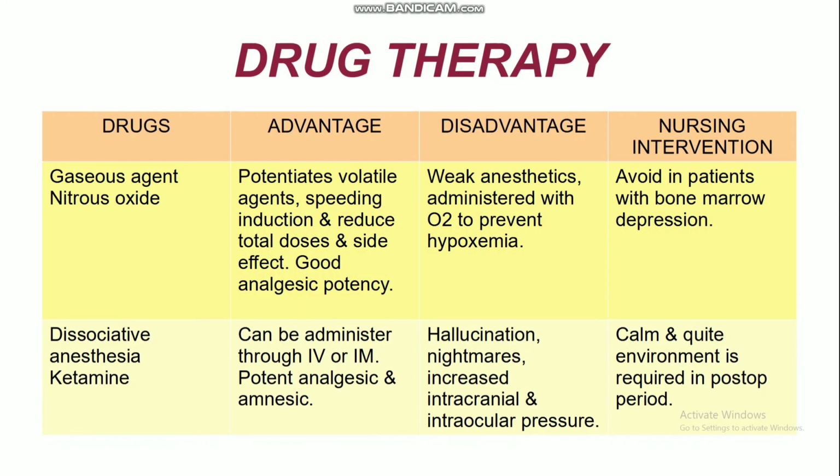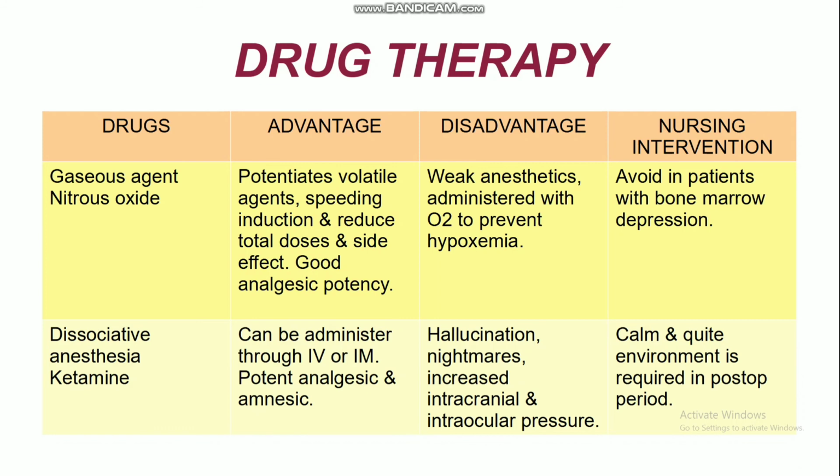Then the gaseous agent is nitrous oxide. This mainly potentiates volatile agents, speeding induction and reducing the total dose and side effects. The disadvantage is that it is a weak anesthetic agent and is administered with O2 to prevent hypoxemia. Nursing intervention is to avoid use in patients with bone marrow depression.